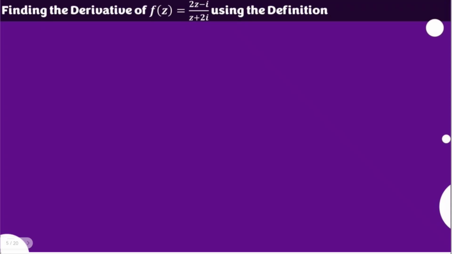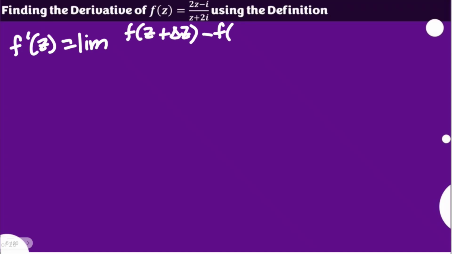This time we have another function. The function is also a rational function. You have your f of z is equal to (2z minus i) all over (z plus 2i). We're going to find the derivative of this using the definition. The definition of the derivative is expressed in this manner. It's actually the limit of your f of z plus delta z minus f of z all over your delta z as delta z approaches 0.